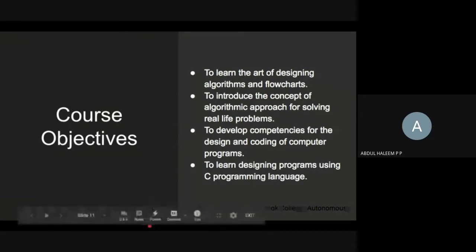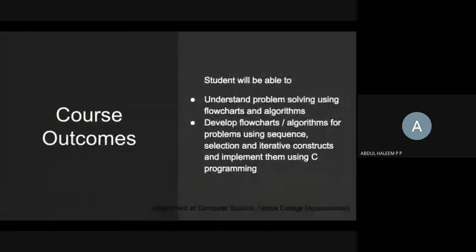Now, see what the outcomes of this course are. At the end of this course, the learner will be able to understand problem solving using flowcharts and algorithms. Learners should also develop flowcharts and algorithms for problems using sequence, selection, and iterative constructs, three fundamental constructs of programming. And after designing the programs, learners should also be able to implement correct solutions.